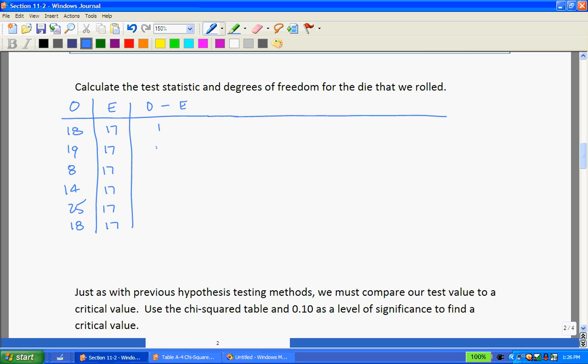So that'd be 1, 2, -9, -3, 8, and 1. And probably if we added those up right now as they are, we get something very close to 0, which is why then in our formula we are going to square each number. So 1, 4, 81, 9, 64, and 1. And then finally take that number and divide by the expected value.